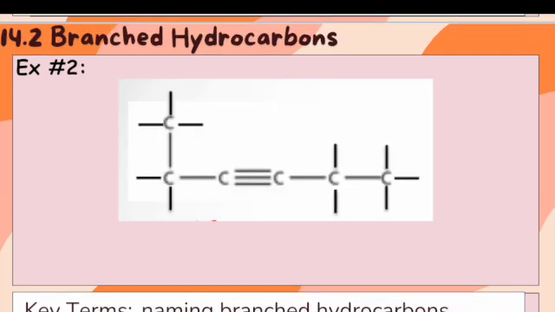So let's look at another example. In this one, it shows that there are no actual branches or alkyl groups off of the parent chain. So the parent chain we can highlight here. It's the longest continuous chain of carbons. We'll notice that there aren't any other groups or shorter chains branching off. However, we do have this carbon-carbon triple bond.